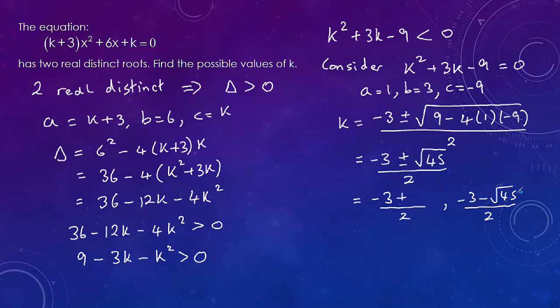And the reason I didn't write that in on the first one is because we can think about surds. The square root of 45 is the square root of 9 times 5, which is the square root of 9 times the square root of 5, so we can write that as 3 root 5.